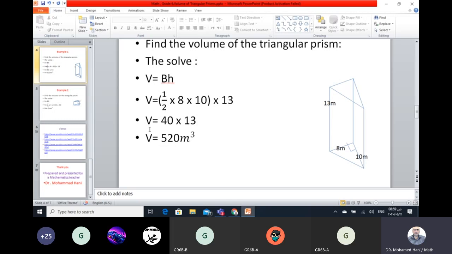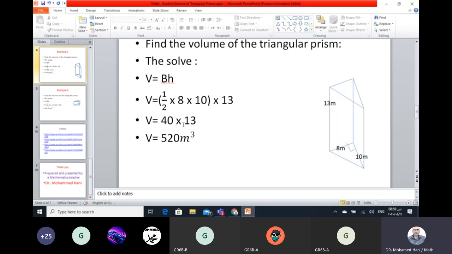Now, the volume equals 10 multiplied by 8, which is 80. 80 multiplied by 1 is 80. 80 divided by 2 will be 40. I will repeat: 10 multiplied by 8 is 80, 80 multiplied by 1 is 80, 80 divided by 2 will be 40.